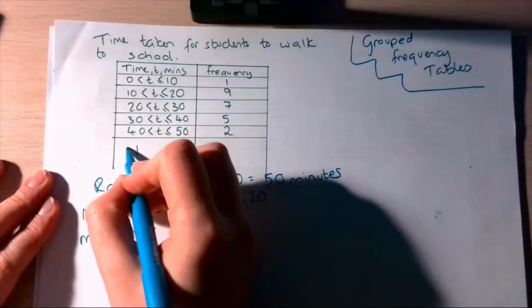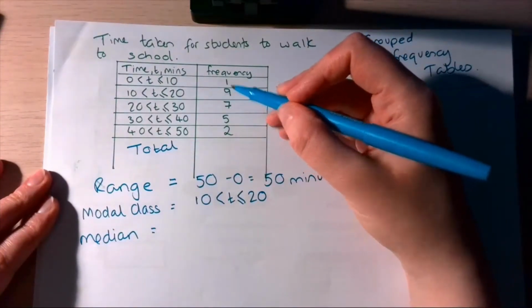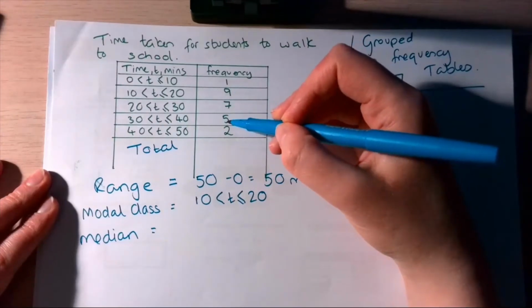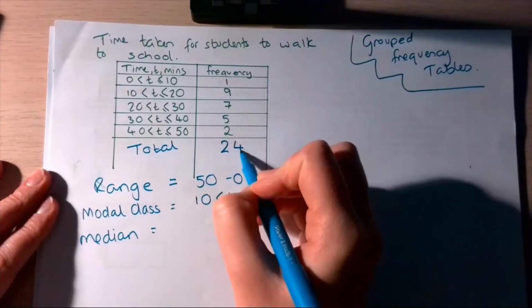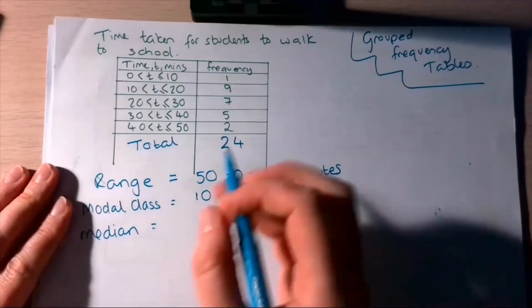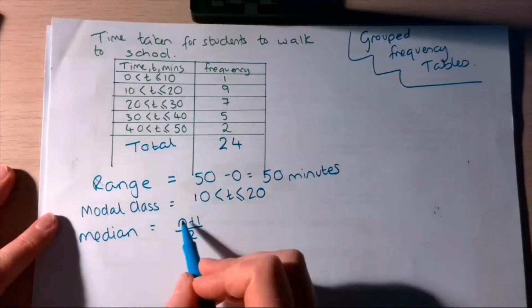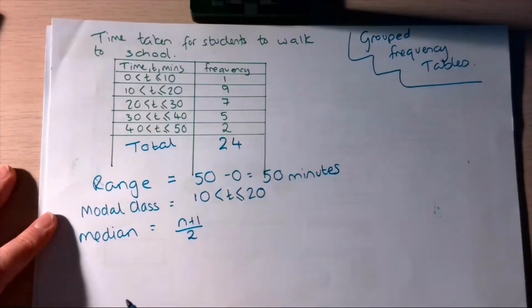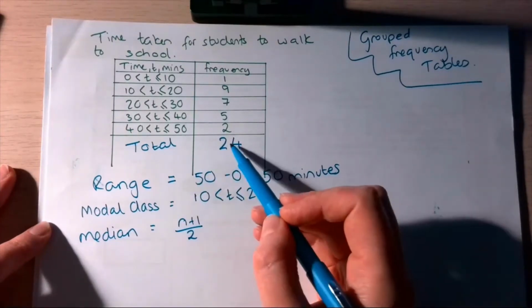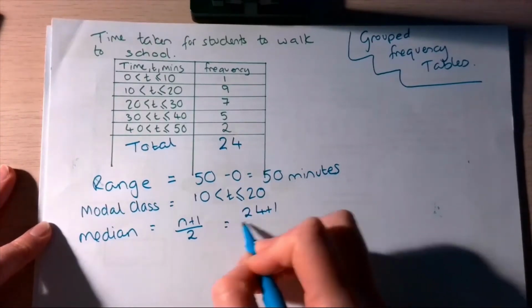What I'm going to do, I'm going to find the total frequency first of all, okay, so 9, 10, 17, 22, 24. So we've got 24 students all together. Now, if we want to find the exact halfway point of those, which is what we'd need to do for the median, there's a little formula here, and we say it's n plus 1 divided by 2, where n is our total frequency. So to find the middle part, we're taking the total and adding 1 to that. Okay, so we get 24 plus 1, and then we're halving it.